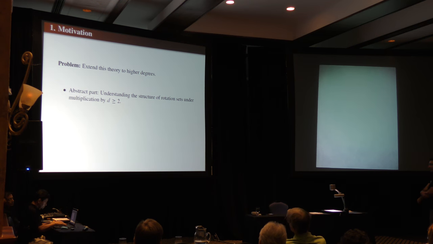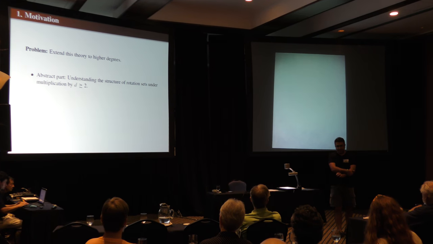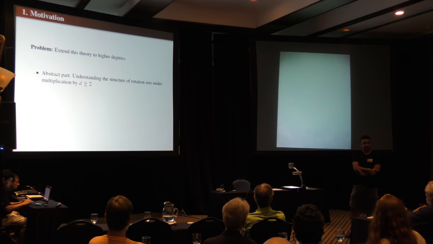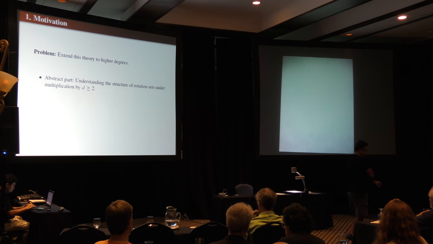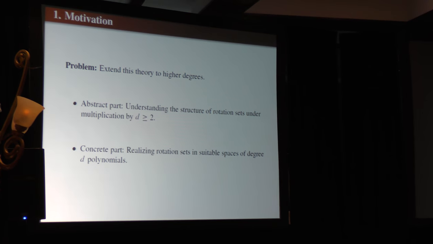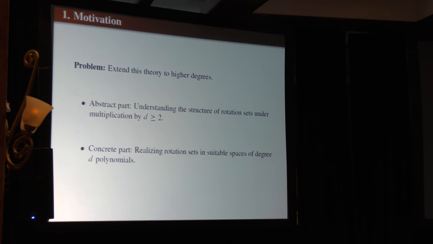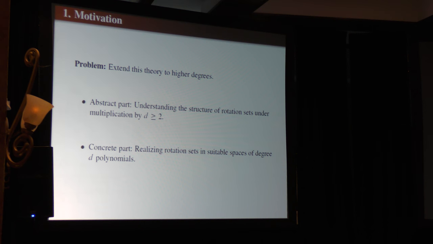So d is a fixed integer greater than or equal to 2. There are topological properties, metric properties, dynamics on them, how many of such rotation sets you can find given the rotation number, how can you parametrize them, all sorts of questions. And then there's a concrete part, realizing such abstract rotation sets in suitable spaces of degree d polynomials. For example, can we find families of polynomials such that when we look at the parameter space, we can find a complete catalog of all possible rotation sets?